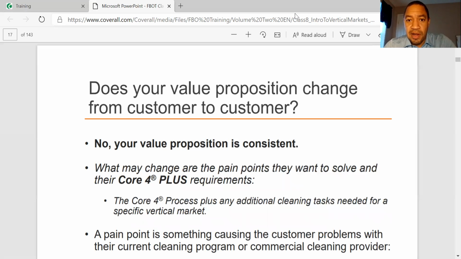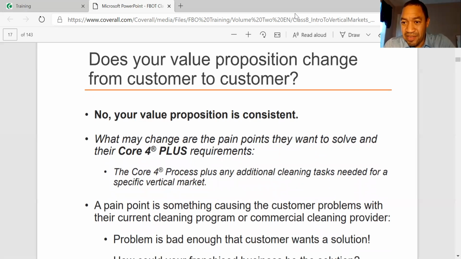So does your overall value proposition change from customer to customer? It doesn't. The value proposition is always the same. It's always consistent. But what may change is the pain points, or whatever the situation or problem that they want solved, right? And what the Core 4 Plus requirements may be. So the Core 4 process plus any additional cleaning tasks needed for a specific vertical market could change. It could vary from customer to customer.